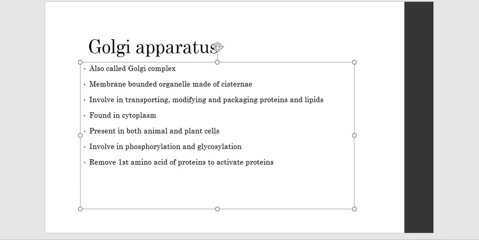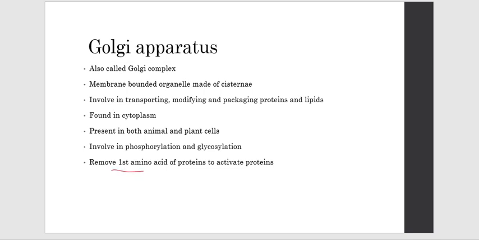The main function of the Golgi apparatus is that it removes the first amino acid of the proteins to activate the proteins. For example, a particular protein is synthesized. It is not activated here. We need to activate the protein so that it can perform its function. So that's why we have to remove the first amino acid of the protein, that is the methionine, so that it can become active and perform its function as well.